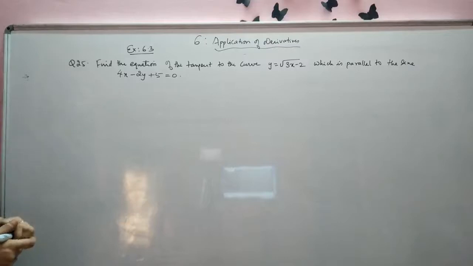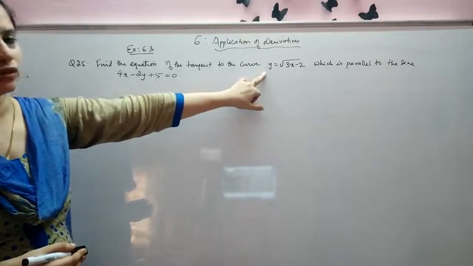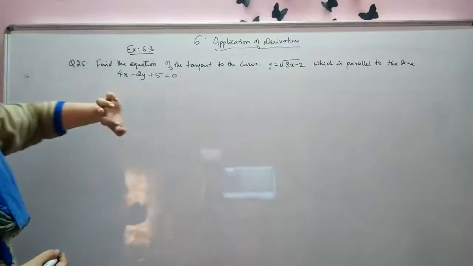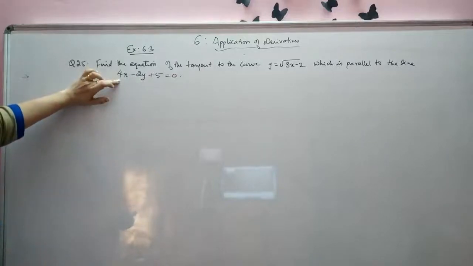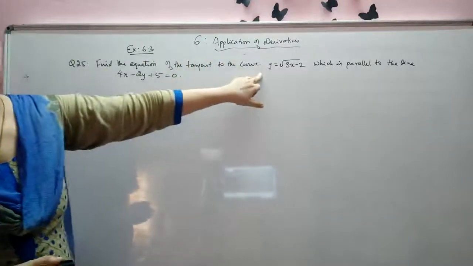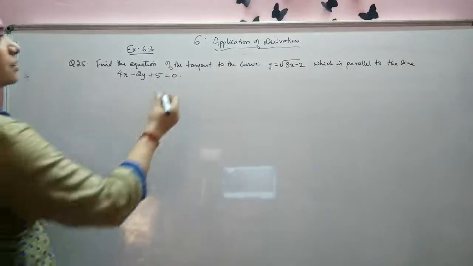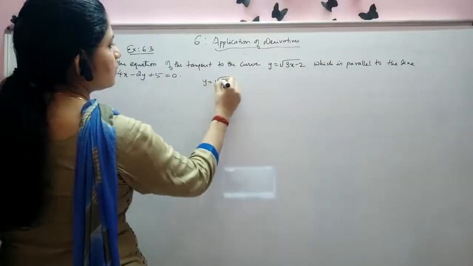Find the equation of the tangent to the curve y equal to root of 3x minus 2, which is parallel to the line 4x minus 2y plus 5 equal to 0. Again, you have to find out the slope of the tangent for this curve, and then equate it with the slope of this line, because the two are parallel, it is given, and that will give you x coordinate, and from that, replacing here, you will get the y coordinate, and then we can find out the equation of tangent. Okay, so first we will start with y is equal to root of 3x minus 2.